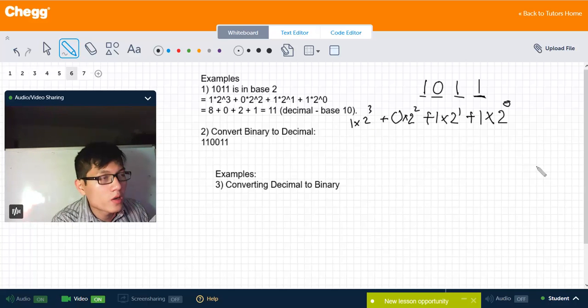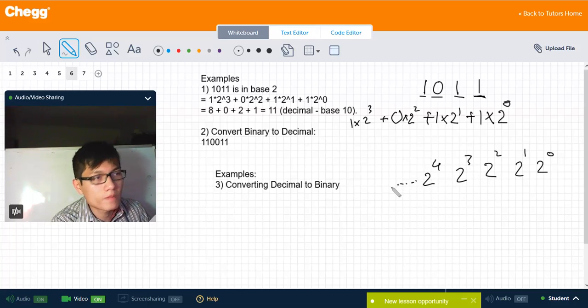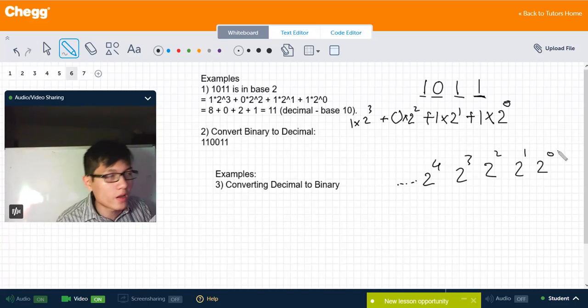So remember, from all the way to the right, you have 2 to the 0, and then 2 to the 1, 2 to the 2, 2 to the 3, 2 to the 4, and then up all the way to the left. So with this order, you can convert anything from the base 2 system to the base 10. If you see the 1, you take that, you multiply with the base 2 and then the exponent. If you see 0, you take the 0, and you multiply with the same thing in that location.